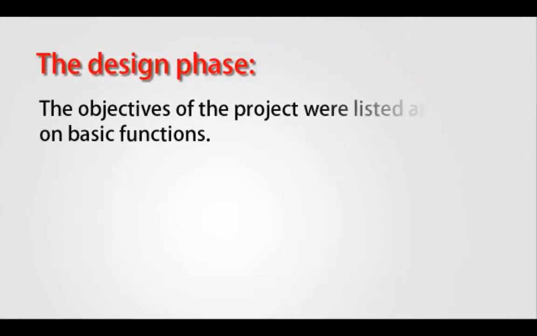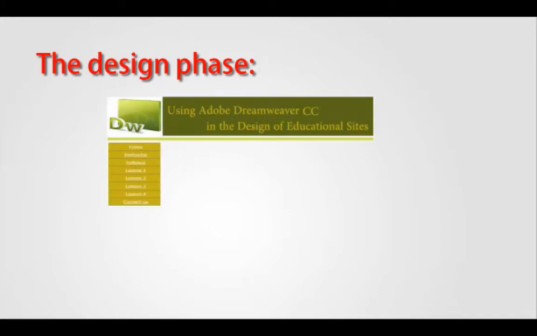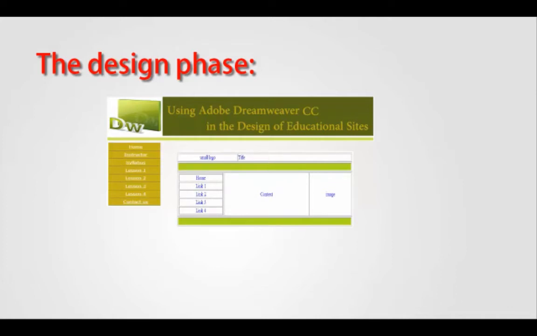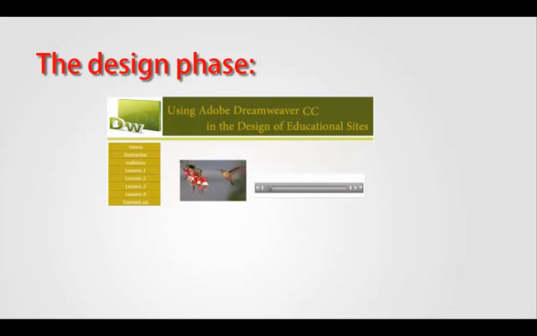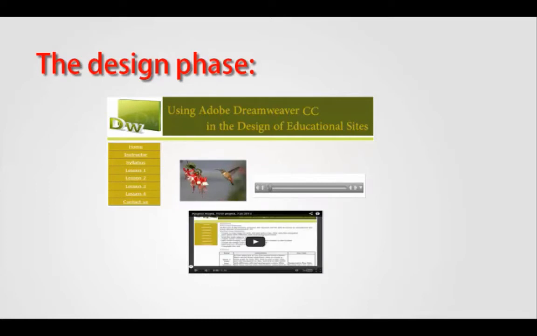In the design phase, the objectives of the project were listed and focused on basic functions, such as how to create a main page for an educational site and add a logo, a title, and site navigation, how to link the main page to internal pages, how to add a table with different cells and background color, how to create small custom navigation buttons, how to add small images, audio, and videos related to the content, how to create a main page map related to the content, how to add all images, and how to copyright the site.